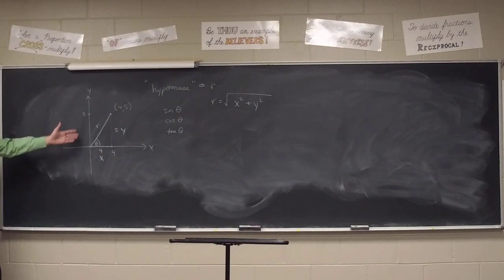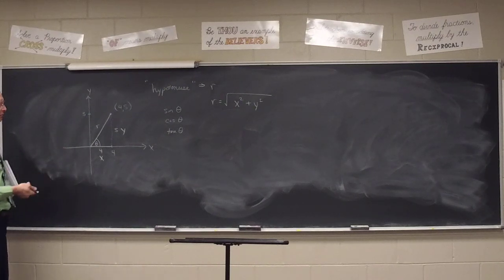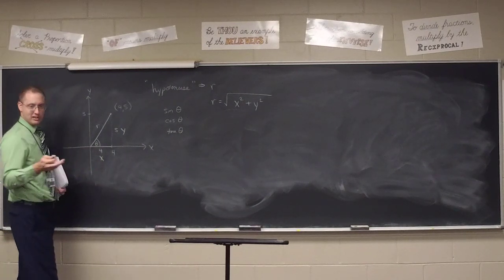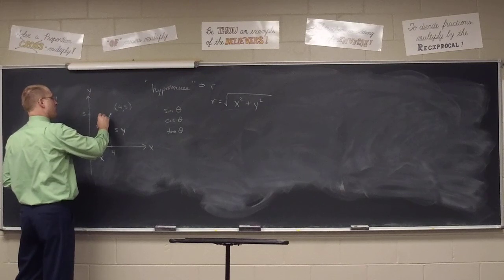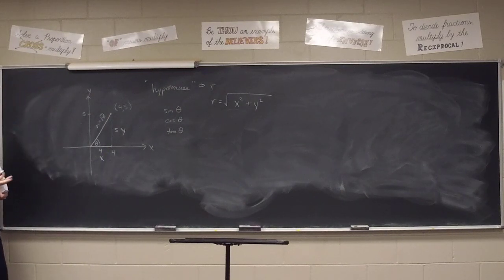Make sense? So 4 squared? 5 squared? 16 and 25 adds together to get? 41. And so we take the square root of that, and that doesn't come out at all. So we'll just say r is the square root of 41. And now guess what we can find?